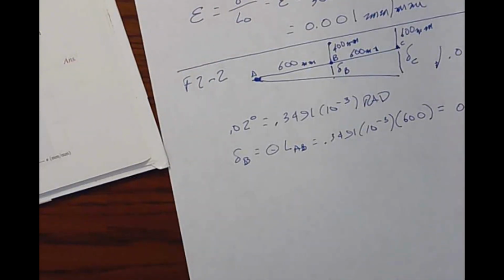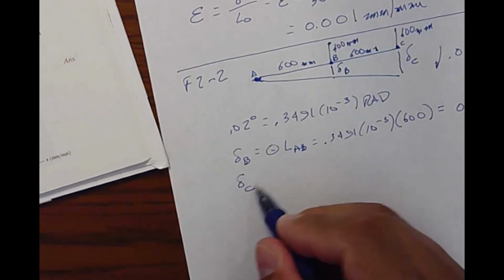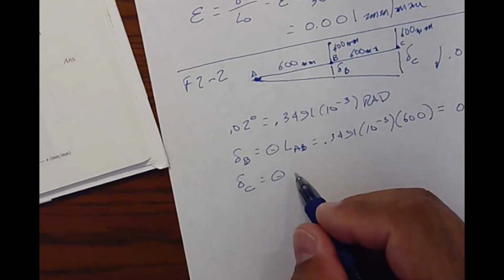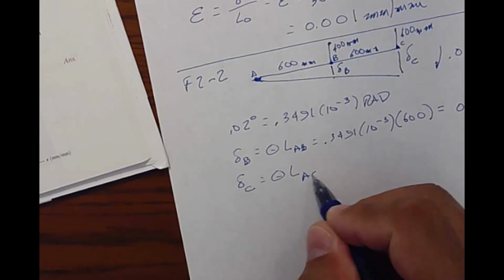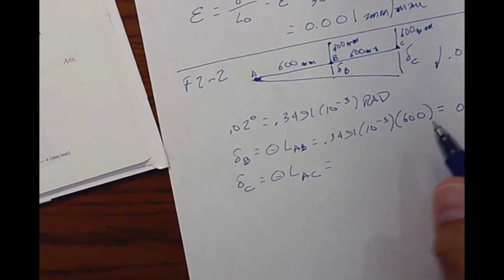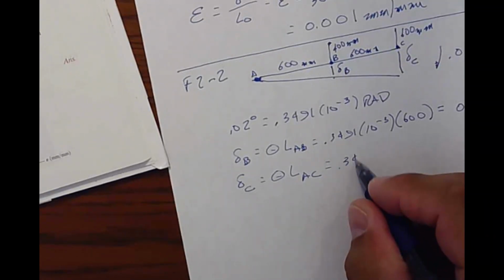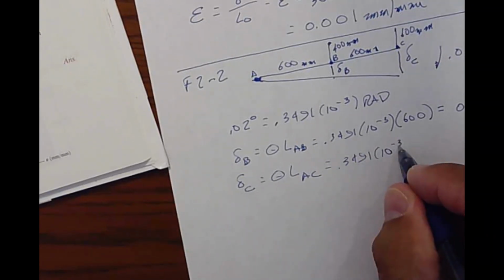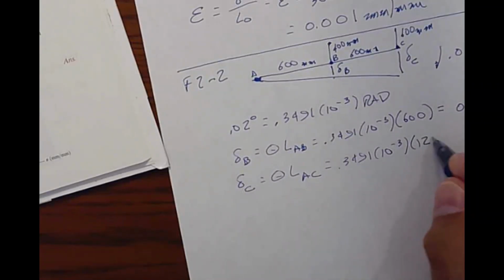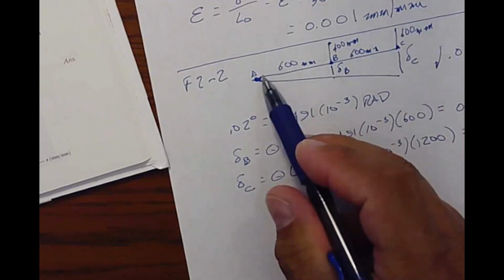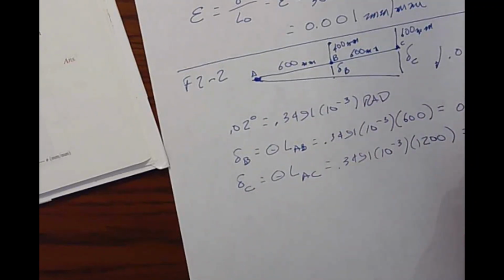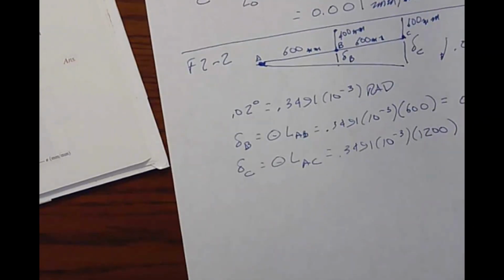Okay? And then for delta C, that's going to be equal to, again, theta times LAC, and that's going to be equal to 0.3491 times 10 to the minus third times 1200 millimeters. And of course, we have to use this whole length, right? That's where the 1200 comes from. And that's going to be equal to 0.4189 millimeters. All right, which makes sense that it's double this one because it's double the length.